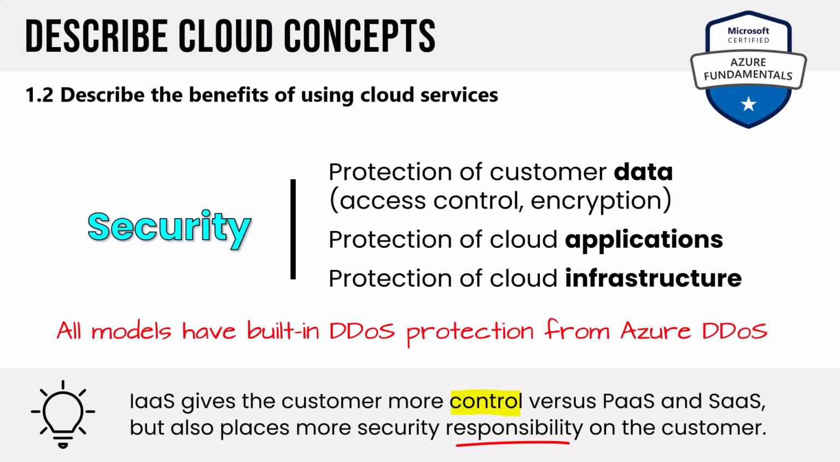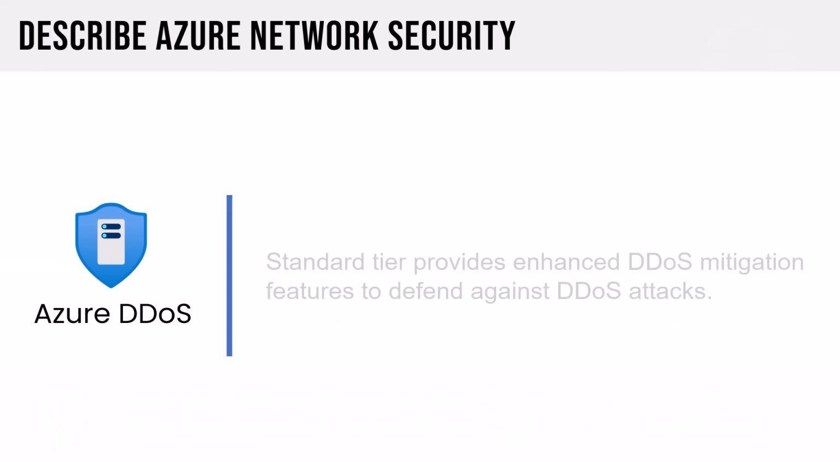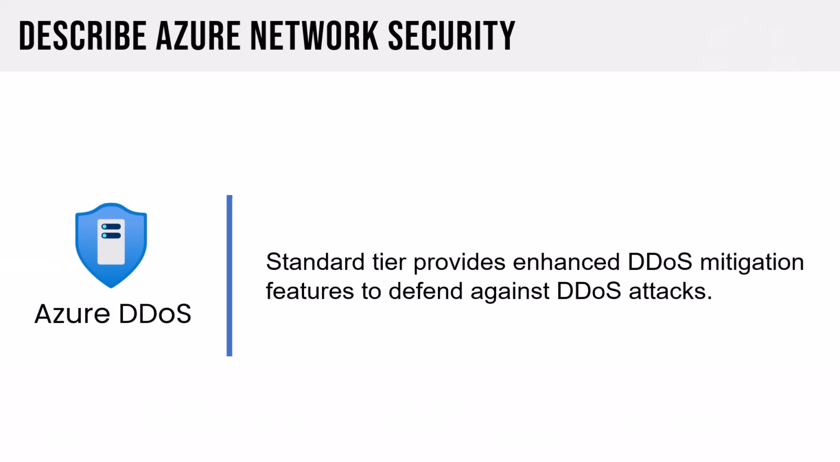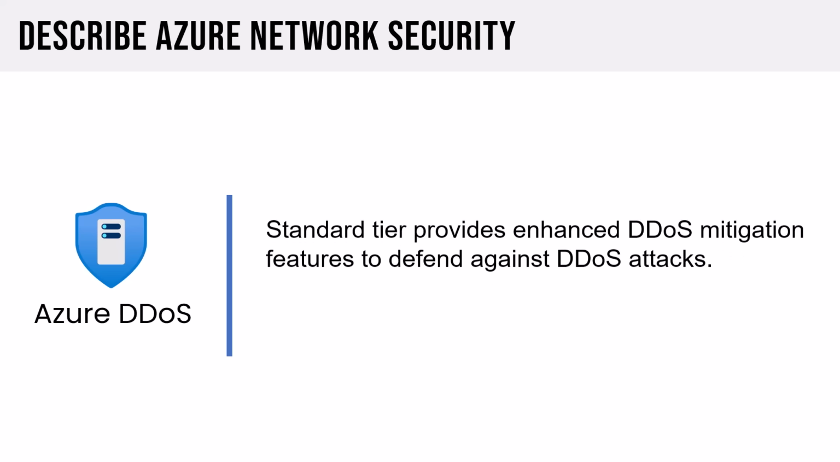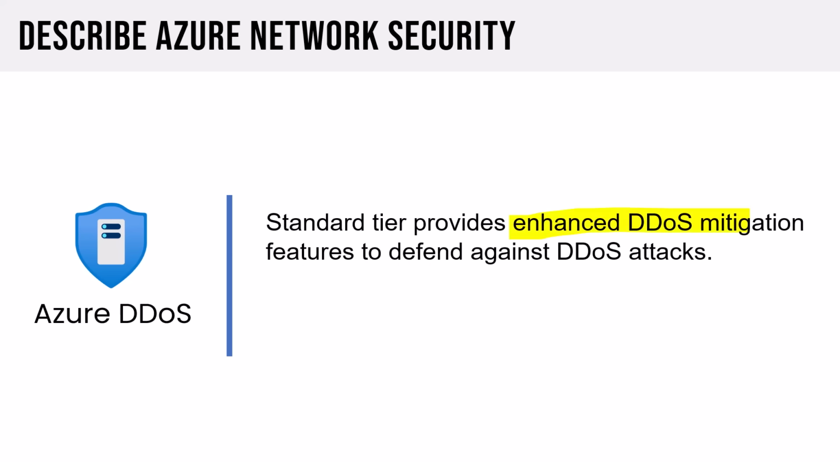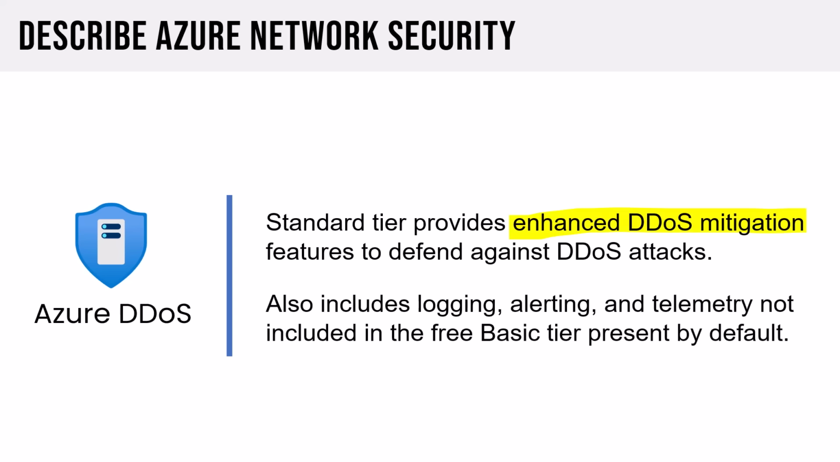And all models in Azure have built-in distributed denial of service or DDoS protection from the Azure DDoS service, from the free tier, which covers every component in Azure invisibly with no action on your part. Now, the standard tier provides enhanced DDoS mitigation features to defend against DDoS attacks, and it also includes more logging, alerting, and telemetry that's not included in the free basic tier that's present by default.